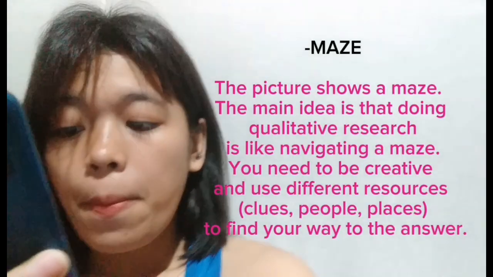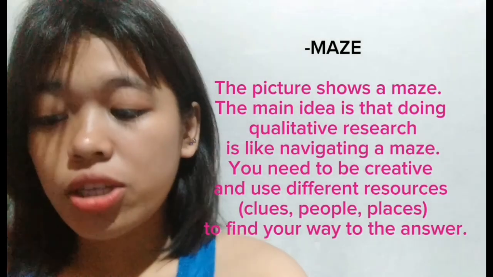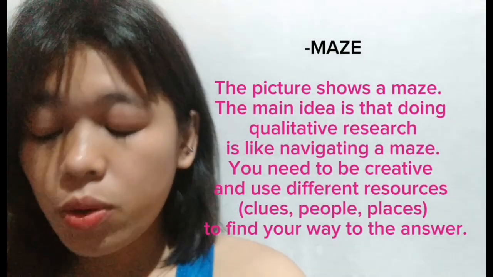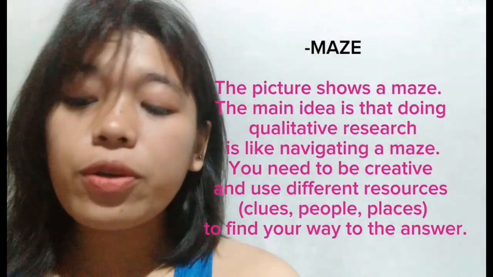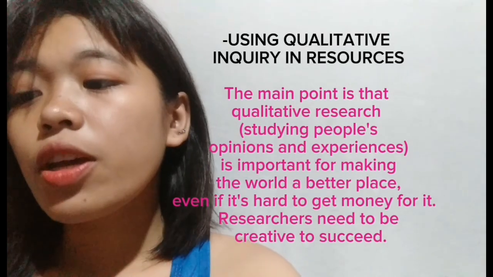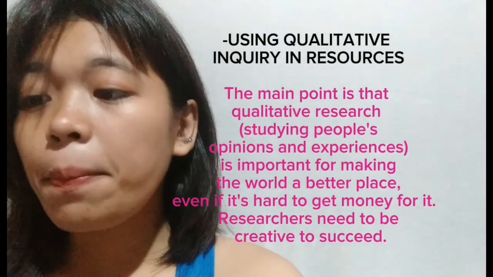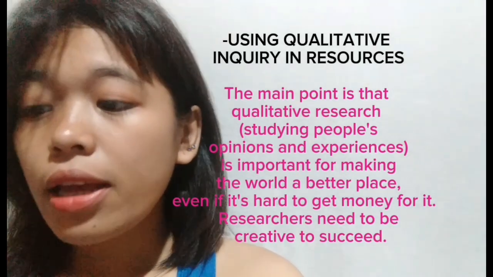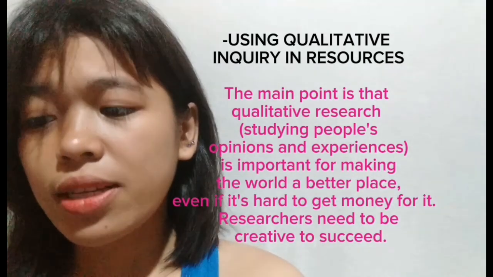Next is the maze. The picture shows a maze. The main idea is that doing qualitative research is like navigating a maze. You need to be creative and use different resources, like clues, people, places, to find your way to the answer. Next is using qualitative inquiry as a resource. The main point is that qualitative research, like studying people's opinions and experiences, is important for making the world better, even if it's hard to get money for it. Researchers need to be creative to succeed.